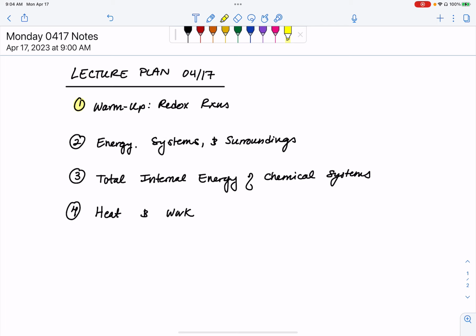So today we are going to practice a little bit of redox reactions. We're going to look at how we could write a net ionic equation for a redox reaction. And then we're going to get into that why chemical reactions happen in the first place, which is our conversation about energy. So we're going to discuss energy, systems, and surroundings.